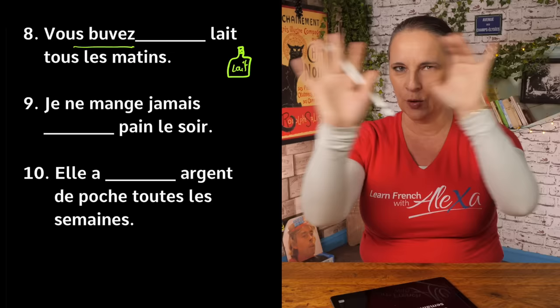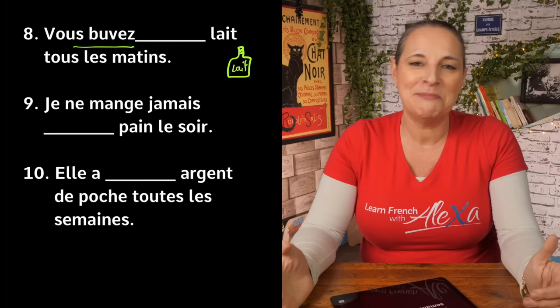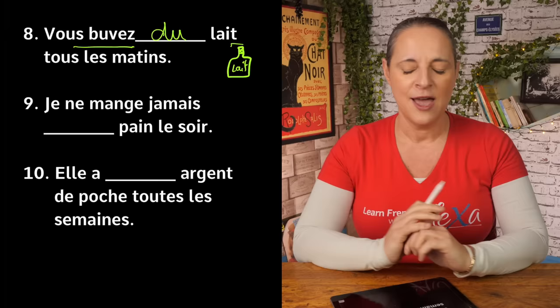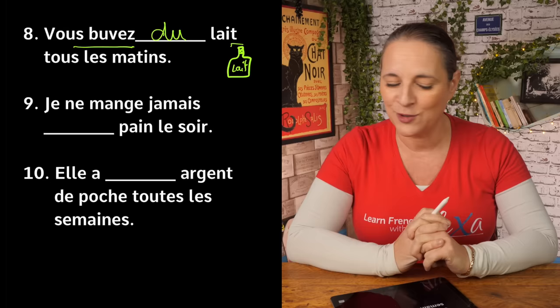Vous buvez. Now, lait. Feminine, masculine, look at the ending, it's a T, likely to be masculine. So it is du. Well done. Well, I've said it anyway. Vous buvez du lait tous les matins. You drink milk every morning, tous les matins.